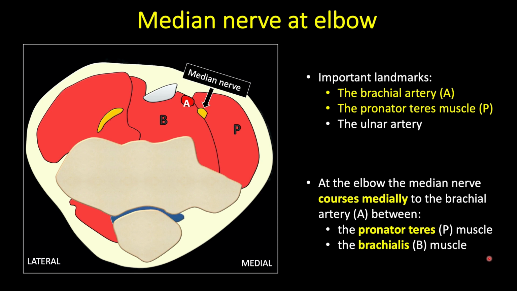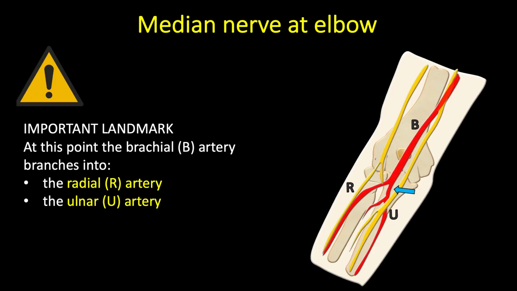Right at the level of the elbow, the median nerve is situated medial to the brachial artery and courses between the brachialis and pronator teres muscle. Here there is another important anatomic landmark we may use as a reference. If we focus on the brachial artery, this is the point in which it bifurcates into the radial and the ulnar artery. From this point, the ulnar artery will represent our landmark for looking at the median nerve.